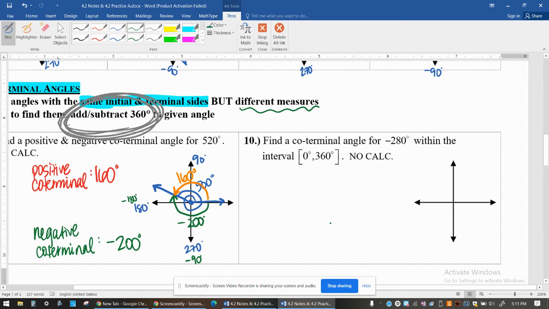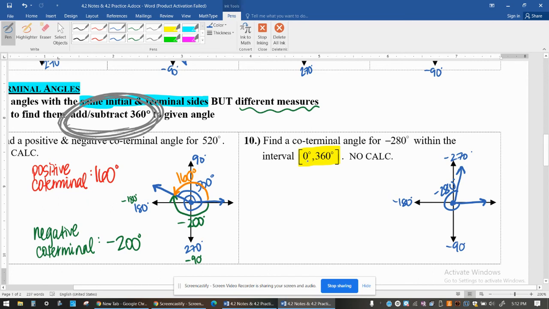Now we have essentially the same question here, except they're giving us a specific window within which the coterminal has to be. So they're saying, give me a coterminal angle that's between 0 and 360. So they don't want any negatives. They don't want anything past 360. All right, well, negative 280, so I'm going to graph that first. It's negative, so we're going to go down and around. Okay, so it's just a little bit past the 270 mark, right? That's the negative 280. And I want another angle that ends up in the same spot.